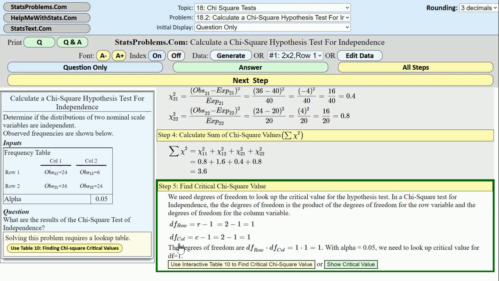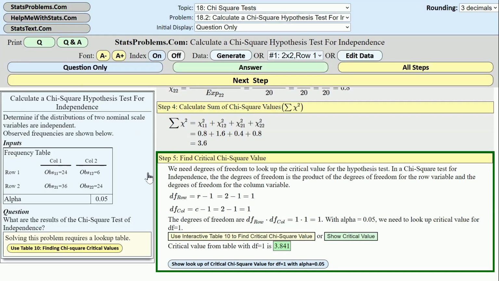The degrees of freedom for the column, df col, equals the number of columns, c, minus 1. In this example, df col equals 2 minus 1, which works out to 1. The degrees of freedom are df row times df col. In this example, degrees of freedom equals 1 times 1, which works out to 1. With alpha equals 0.05, we need to look up the critical value for df equals 1.